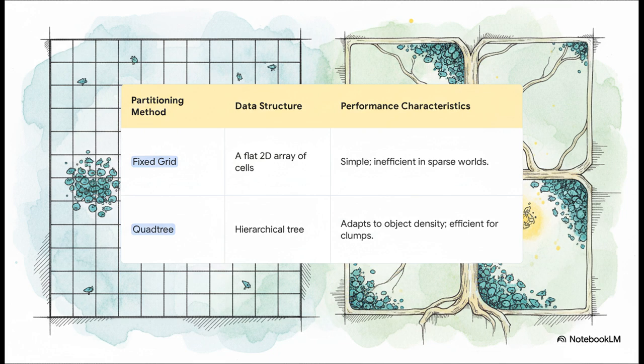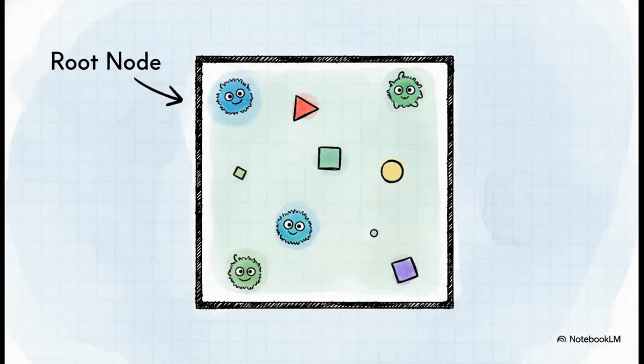Well, you're pretty much back to square one. A quad tree, on the other hand, is much more clever. It's a data structure that actually adapts to the density of your objects, which is perfect for a simulation where creatures might all gather around, say, a food source. Okay, let's actually visualize this so it makes sense.